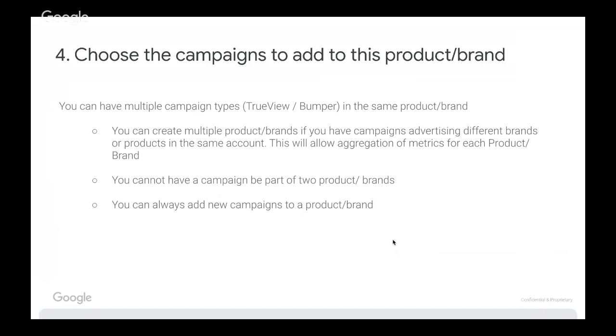You cannot have a campaign be part of two product or brand studies, but you can always add new campaigns to a product or brand study itself. So, for example, if you have activity that you want to run throughout the year, you'll be able to add in new campaigns with either different level targeting or just a clean setup that you can then all review at a later date.